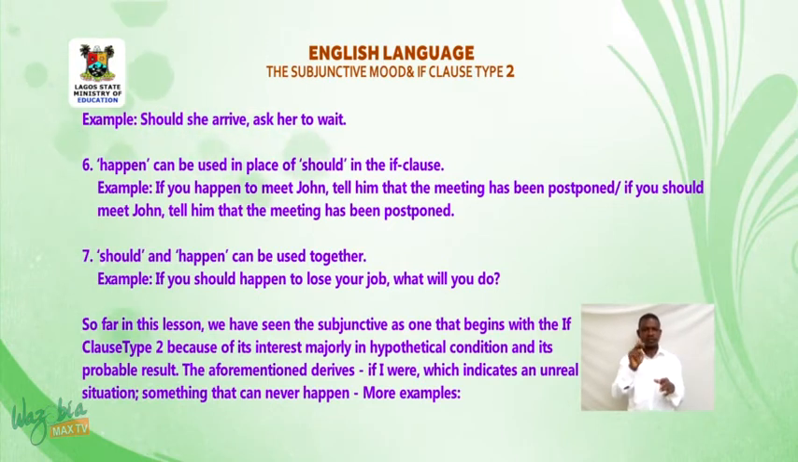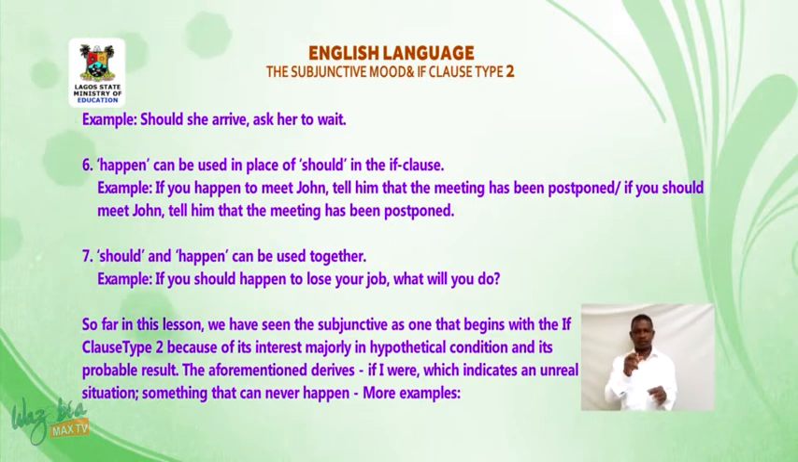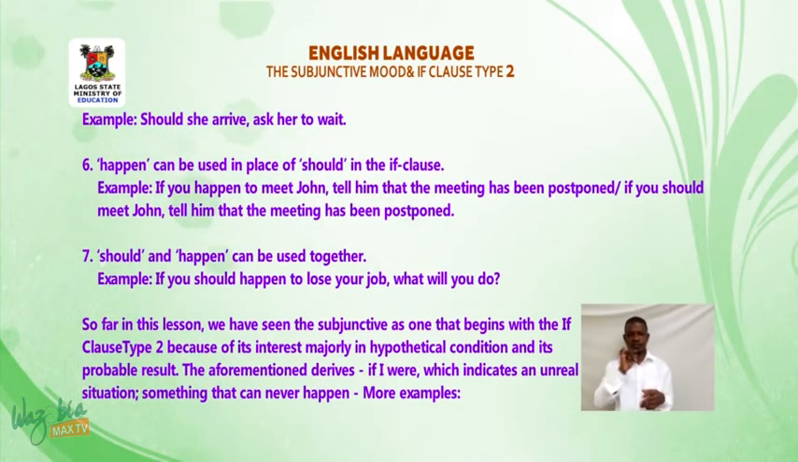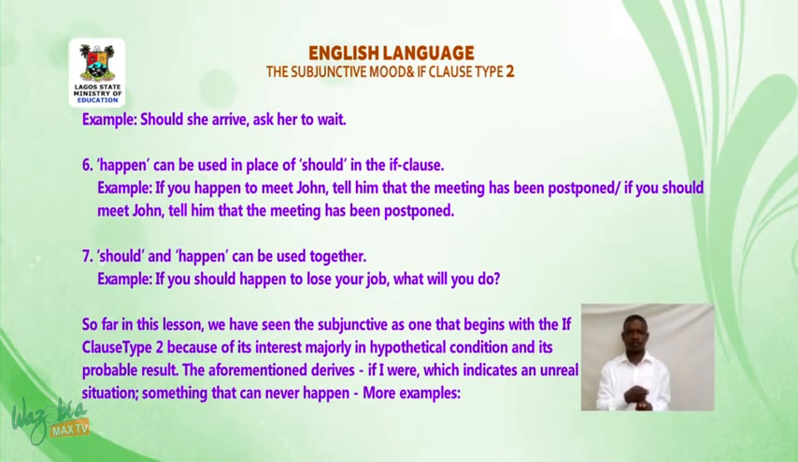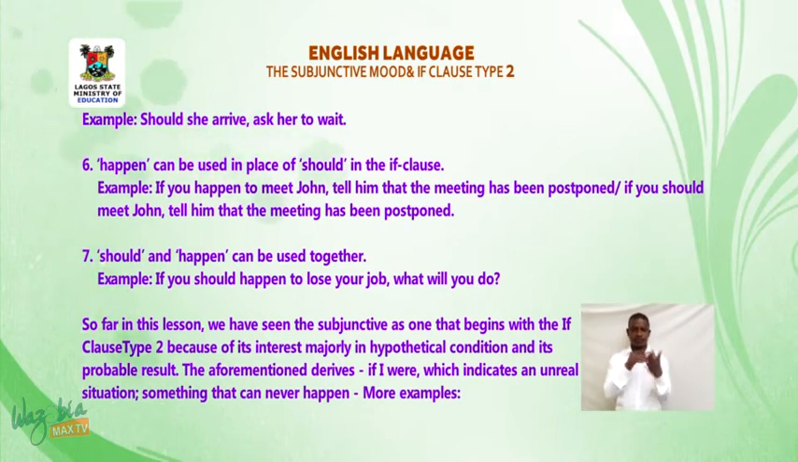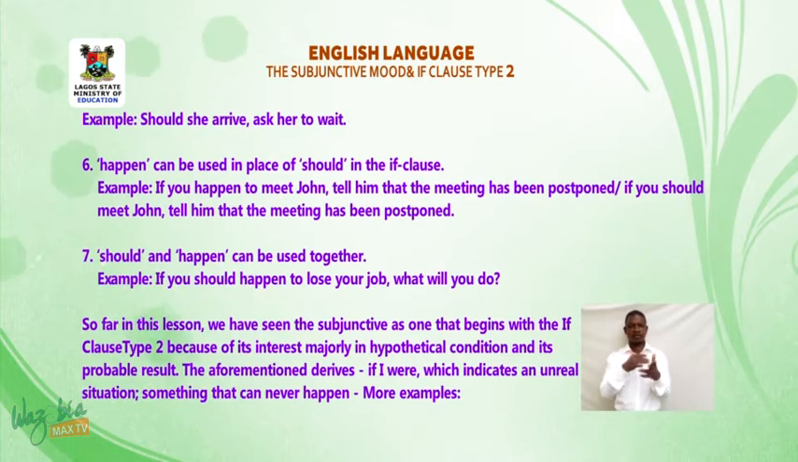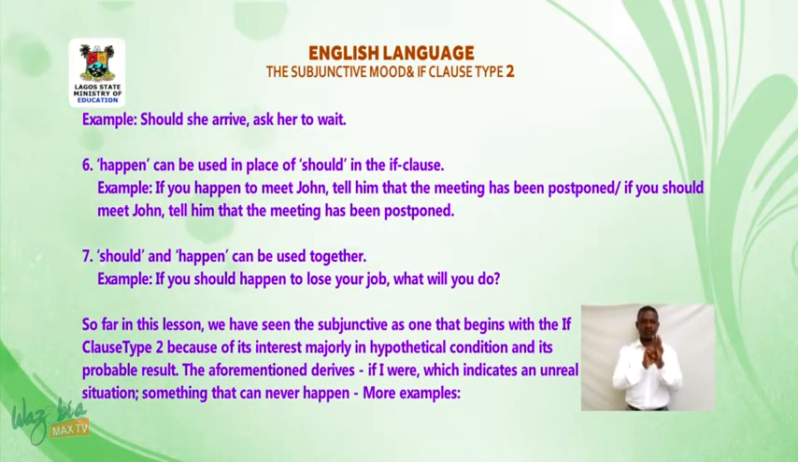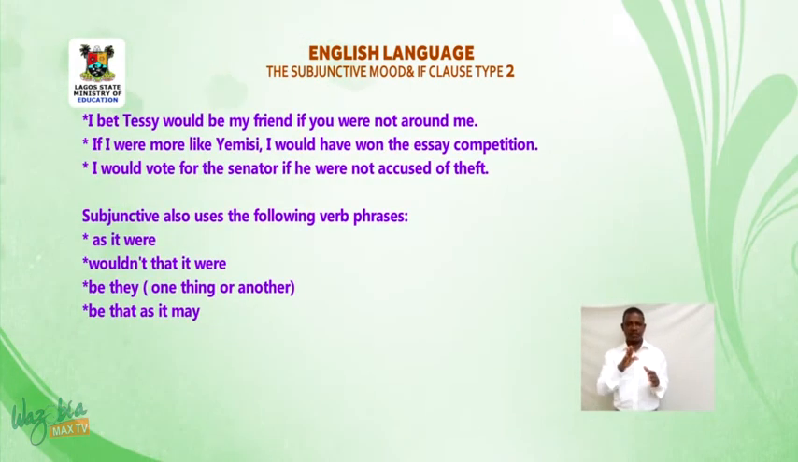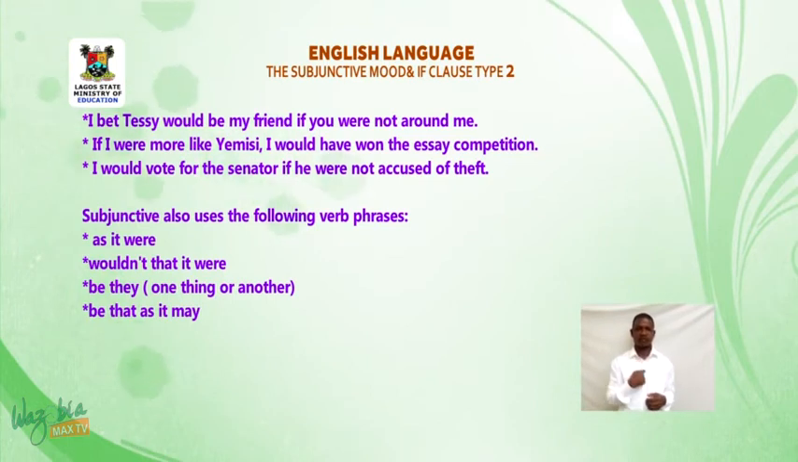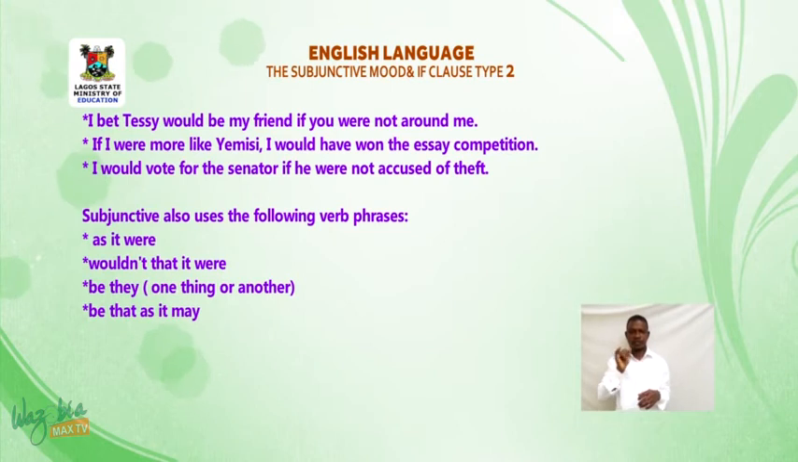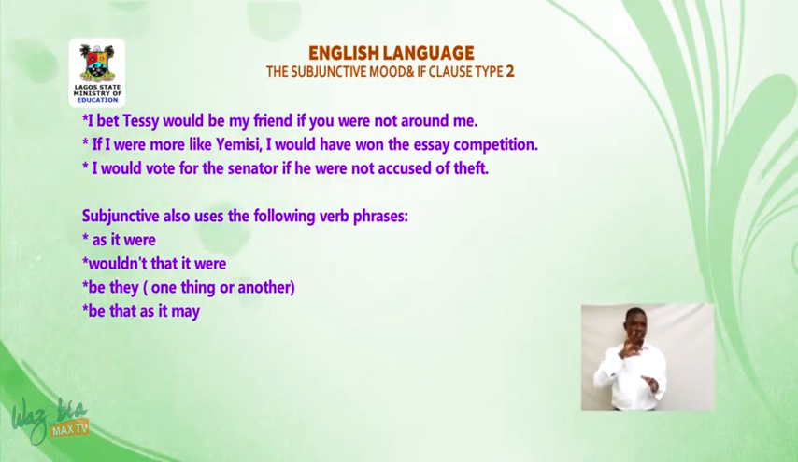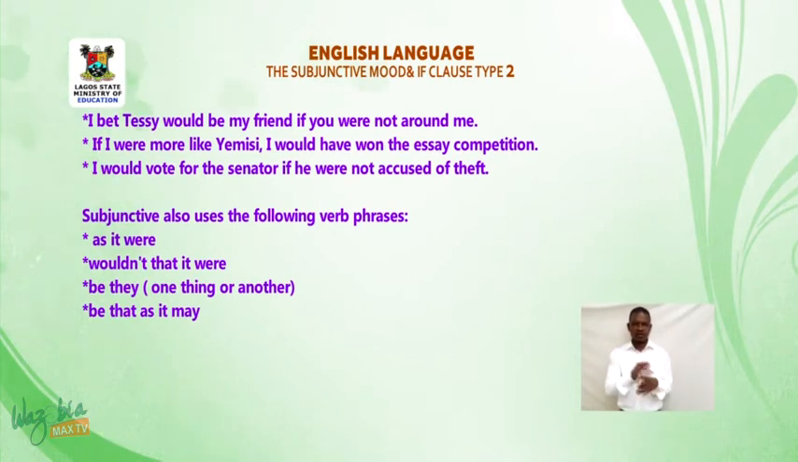So far in this lesson, we have seen the subjunctive as one that begins with the if clause type 2 because of its interest majorly in hypothetical condition and its probable result. The aforementioned derives if I were, which indicates an unreal situation, something that can never happen. More examples. I bet Tessie would be my friend if you were not around me. If I were more like Yemisi, I would have won the essay competition. Another example. I would vote for the senator if he were not accused of theft.